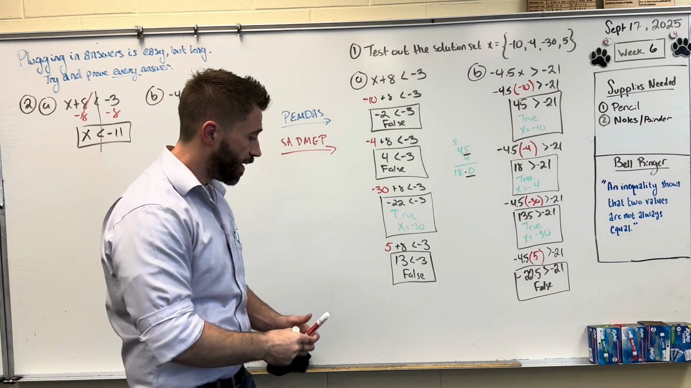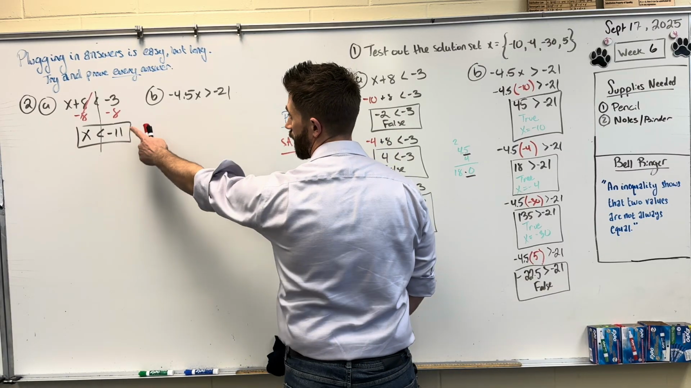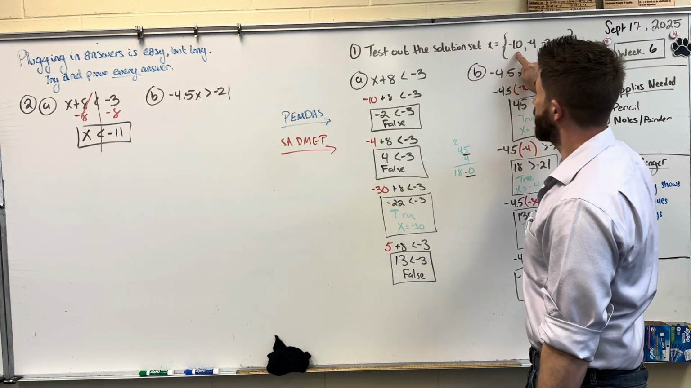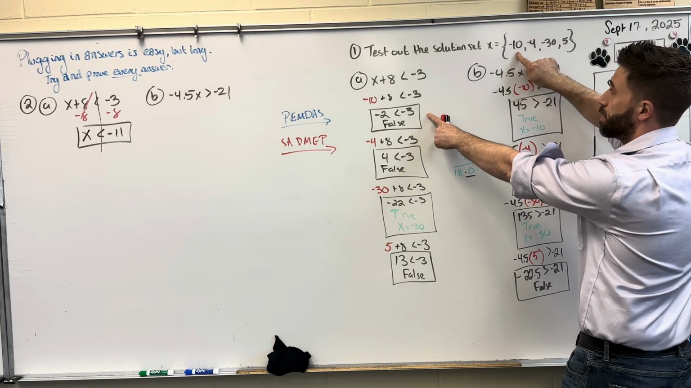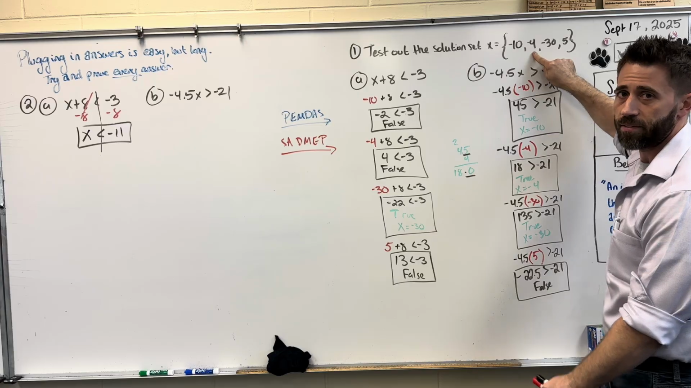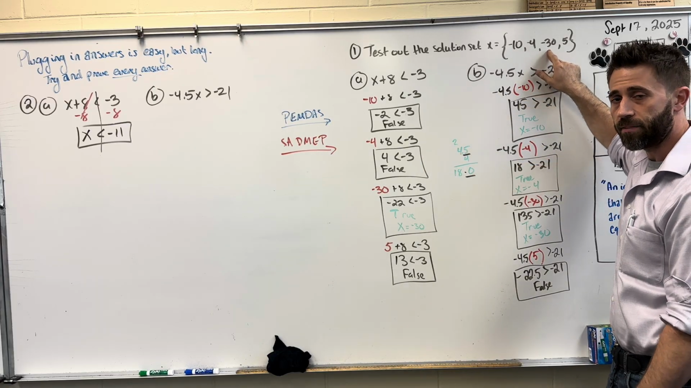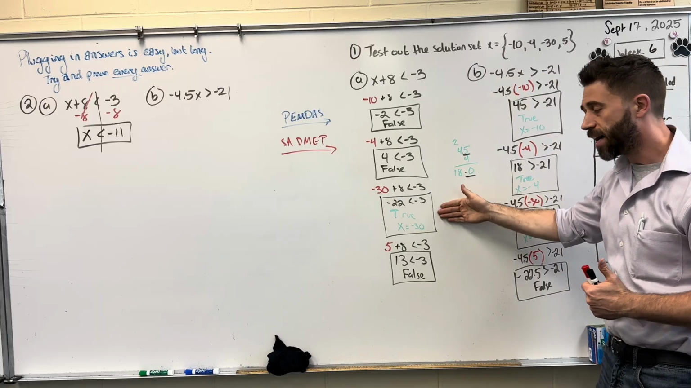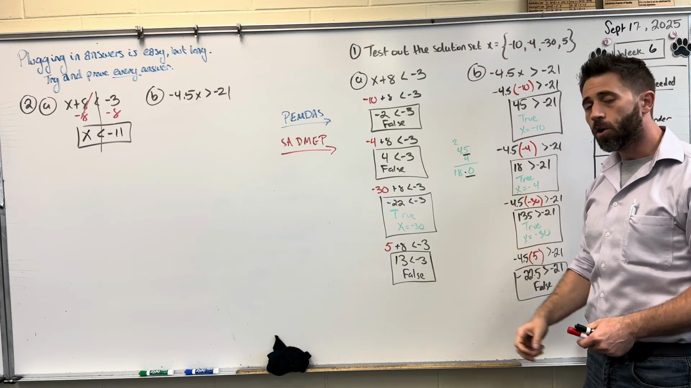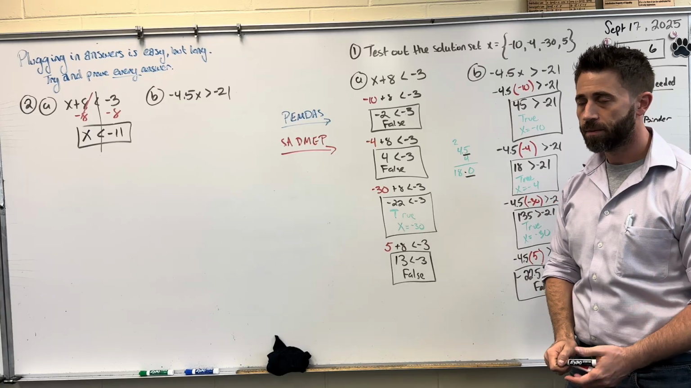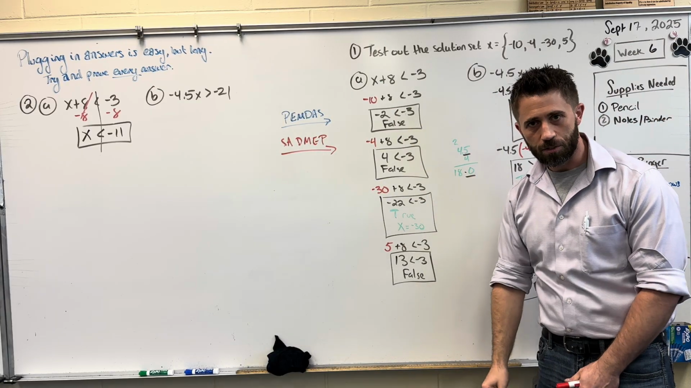Now we can verify every one of our answers over here. So x must be less than negative 11. Is negative 10 less than negative 11? No, it's going to end up false. Is negative 4 less than negative 11? No, false. Is negative 30 less than negative 11? Yes, true. Is 5 less than negative 11? No, false. So we just verified all of this with, like I said, 5 strokes of the pen.